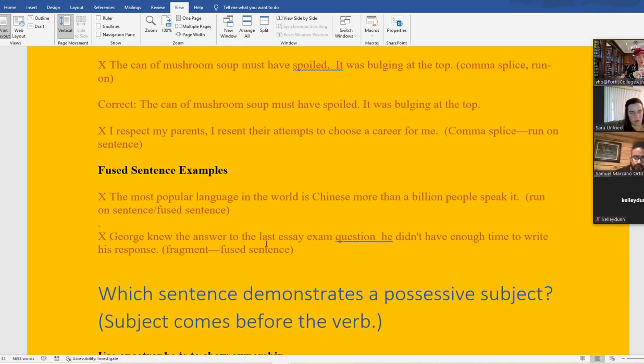Yeah. George knew the answer to the last essay question. He didn't have enough time to write his response, and so here you're missing a comma. What punctuation mark am I missing? Sure. Comma. Okay, if I put a comma here, then what am I missing?